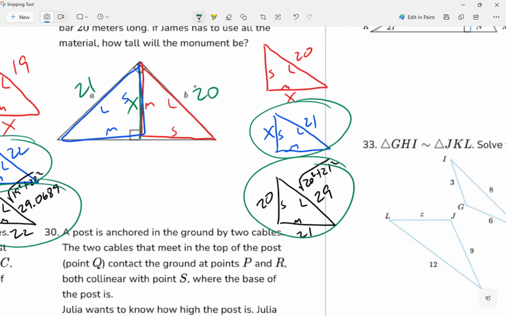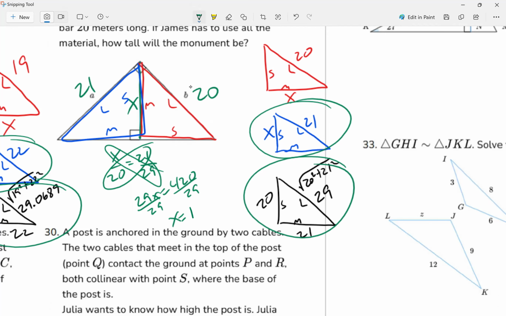So from this blue triangle, I have the values X and 21. X is small, and in the black triangle, the small is 20. 21 in the blue triangle is large, but the large side in the black triangle is 29. So I'm going to cross multiply. 29 times X is 29X. 21 times 20 is 420. Let me divide both sides by 29. X happens to be 14.48.